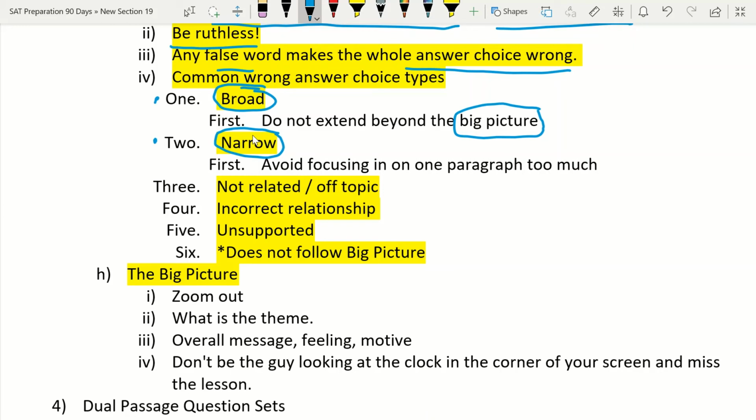Now third, another common type of wrong answer choice is something that's not related or something that is off topic. So oftentimes you'll have one answer choice that's just completely unrelated, completely off topic, and you know that because you read through the passage and you can go ahead and get rid of it as a wrong answer choice.